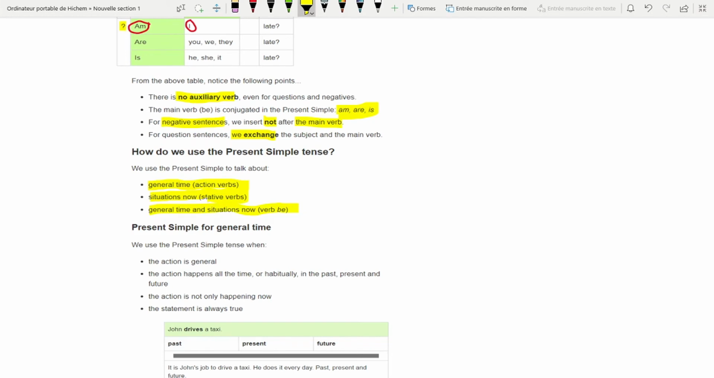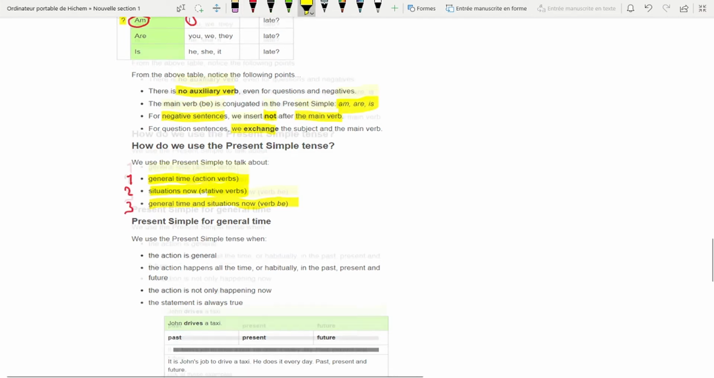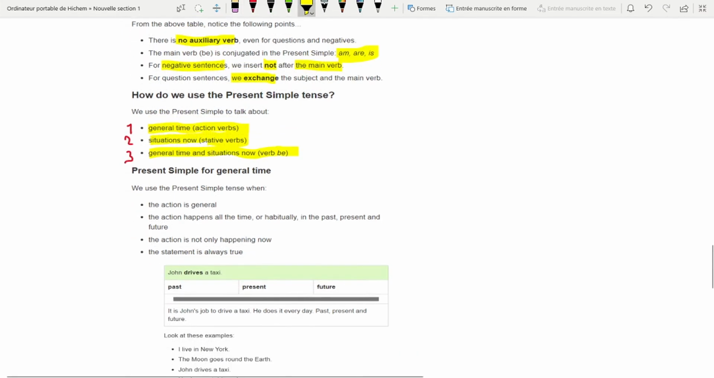Let's take an example for present simple for general time. So this is the first purpose, first, second, and the third. Okay. Present simple for general time. We use the present simple tense when the action is general. Okay, the action happens all the time or habitually in the past, present, and future. This is what we mean by all the time. The action is not only happening now. Okay, the statement is always true. It's what we call a general truth.